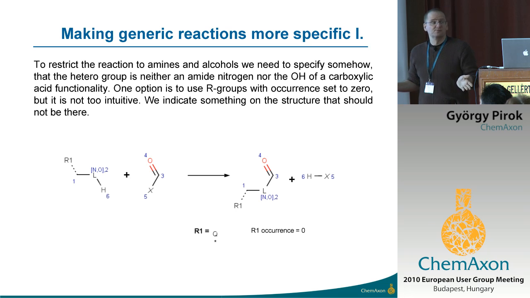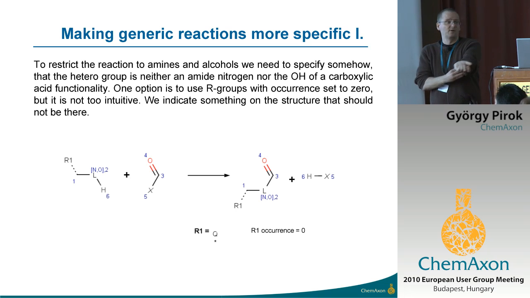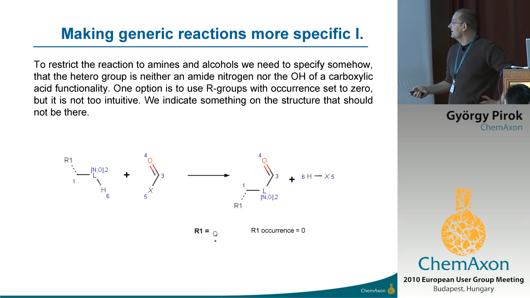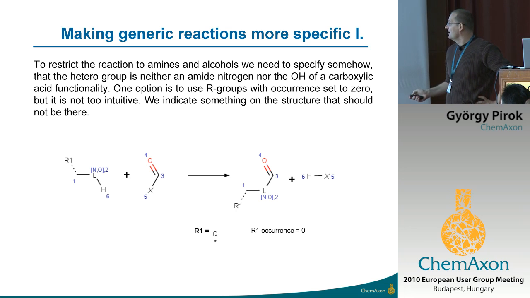One is the R groups. It's coming from the MDL world. You can place here an R group. You can draw that it is an oxygen, for example, or a heteroatom with any bond, or if you want to be more specific, with a double bond. And you have to set that the occurrence of this R1 is 0.